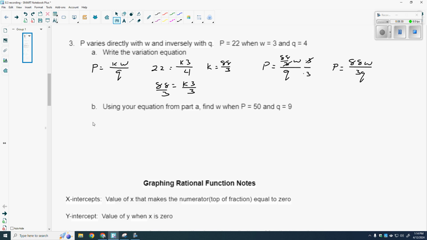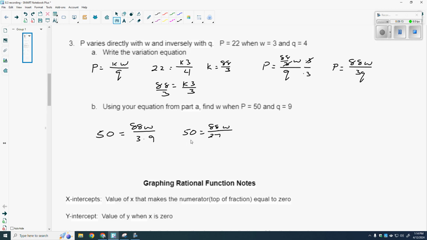Okay, plug in my information. P is 50. W I don't know. And Q is 9. Work it all out. I get 9 multiplies 3 together, that's 27. So I get 50 equals 88 divided by 27. There's a W on top. I'll multiply by 27, and then I'll divide by 88.